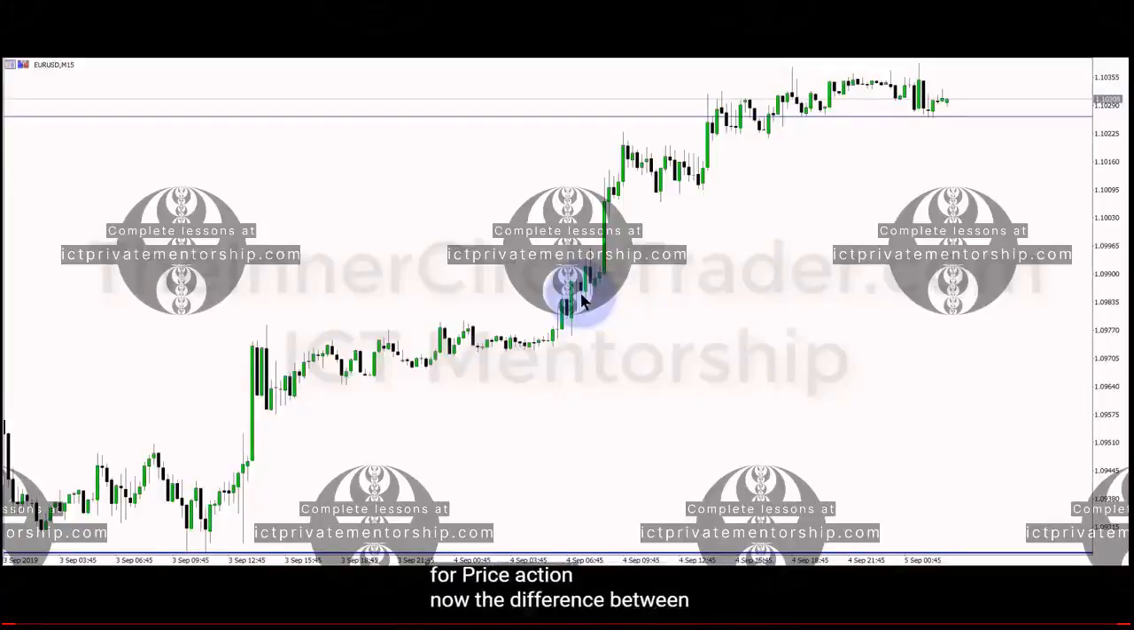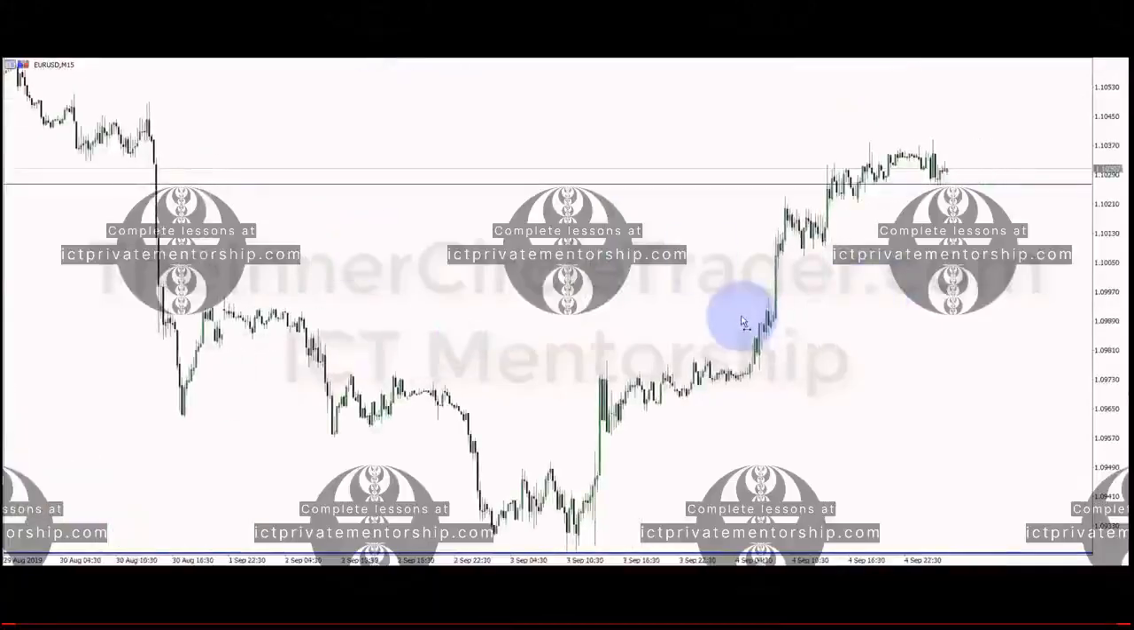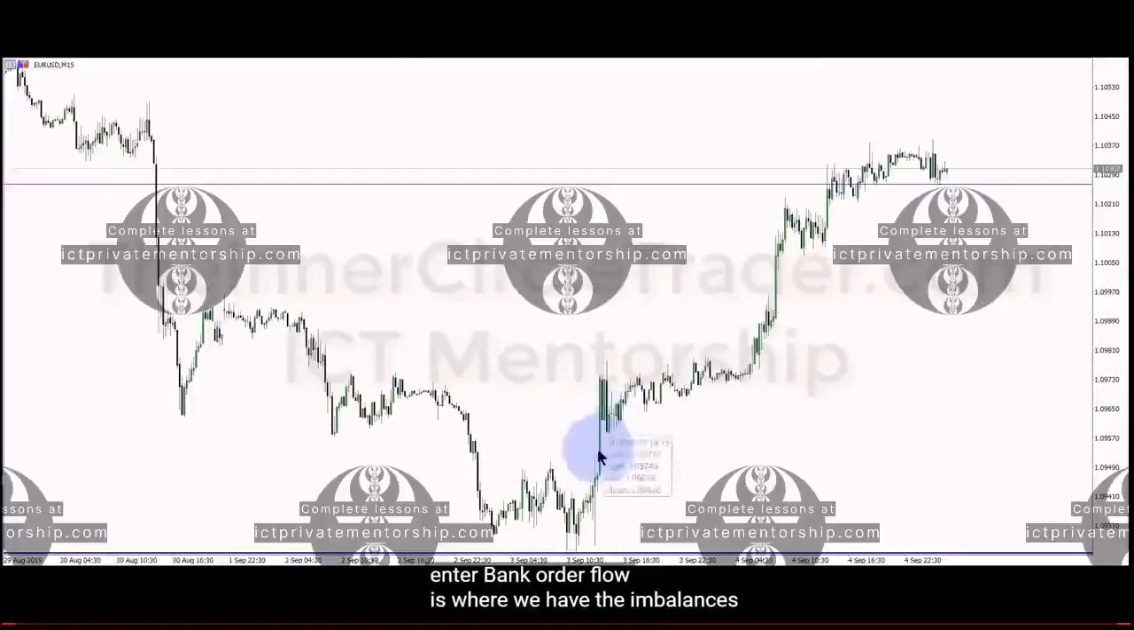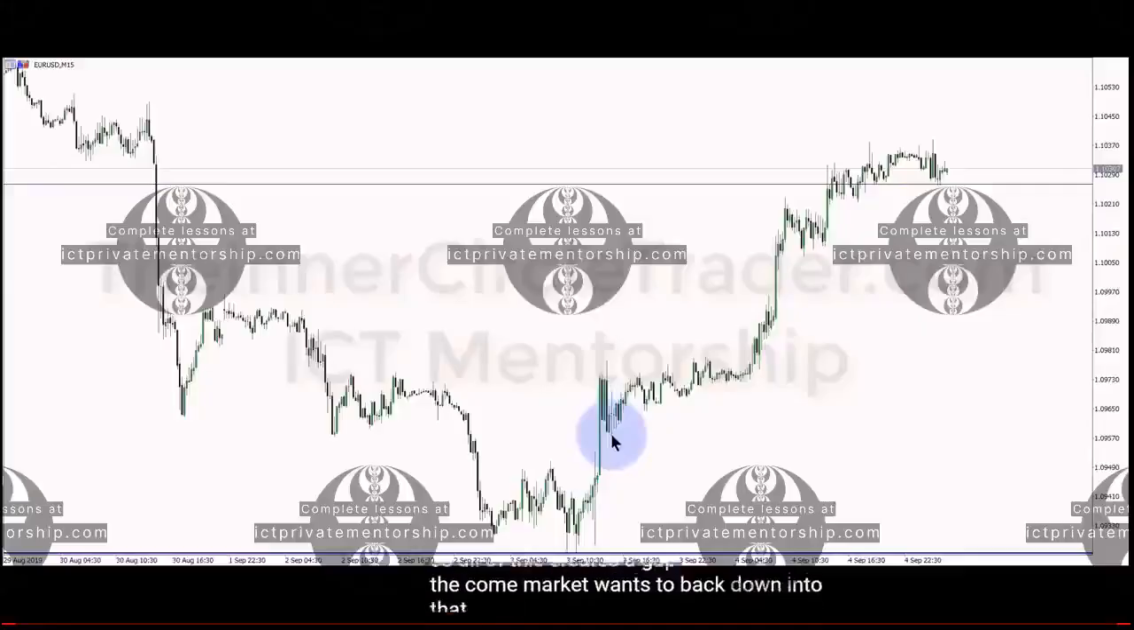Now the difference between institutional order flow and interbank order flow, we have to zoom back out a little bit. Interbank order flow is where we have the imbalances here. We have a buy side imbalance, sell side inefficiency. So all of this creates a gap. The market wants to come back down into that area, and that's where interbank will have their orders collected.